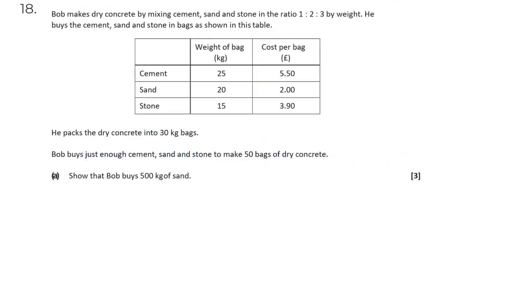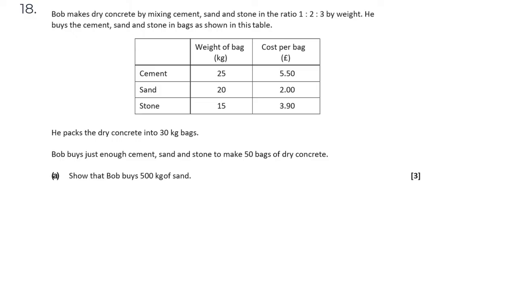Okay. Bob makes dry concrete by mixing cement, sand and stone in the ratio of 1 to 2 to 3 by weight. He buys the cement, sand and stone in bags as shown in this table. So cement is 25 kg and costs £5.50, sand is 20 kg, costs £2, and stone is 15 kg and costs £3.90. He packs the dry concrete into 30 kg bags. Bob buys just enough cement, sand and stone to make 50 bags of dry concrete. Show that Bob buys 500 kilograms of sand.